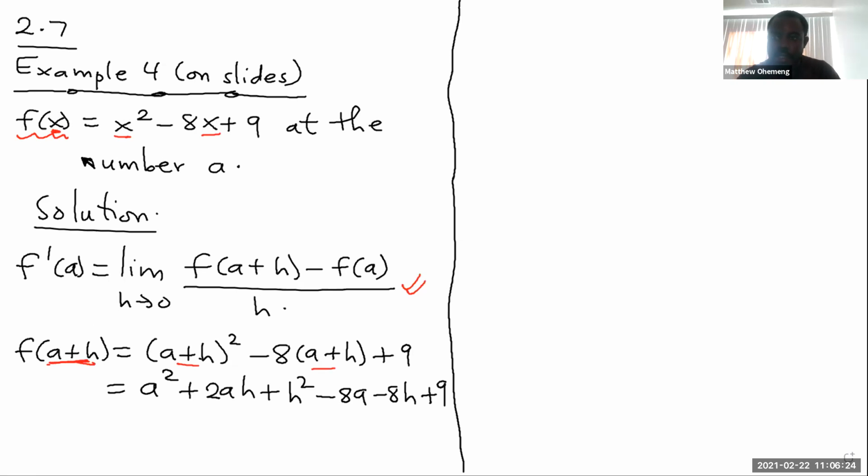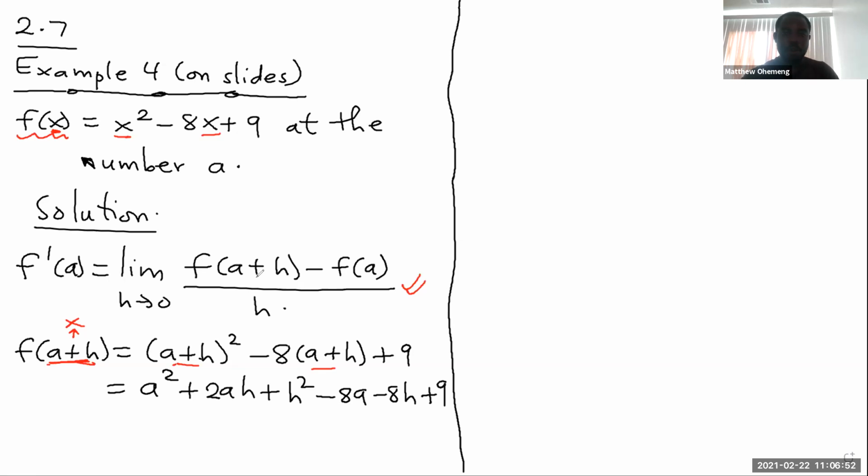Let me see. I think I see something in the chat. Oh, you asked about f. Yeah, so I'm just finding f of a plus h instead of f of x, right? The f of x is this, x squared minus 8x plus 9. F of a plus h is the a plus h replacing the x. So on the right-hand side, wherever you see x, you put in a plus h, right? Okay. Please, any other questions?